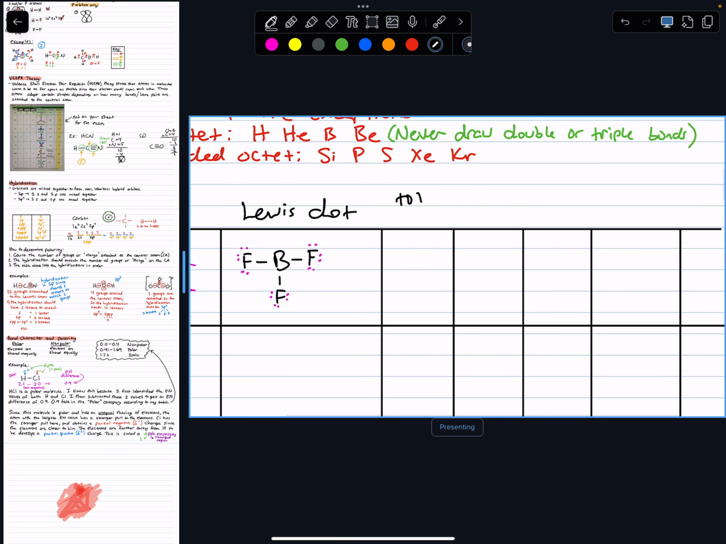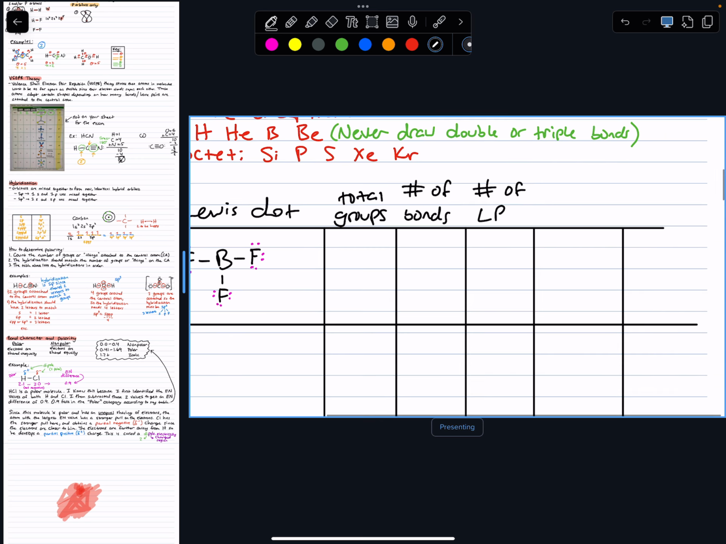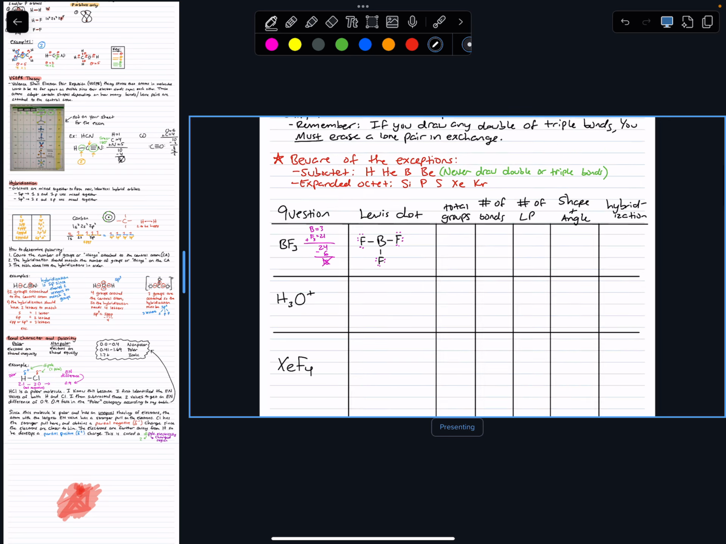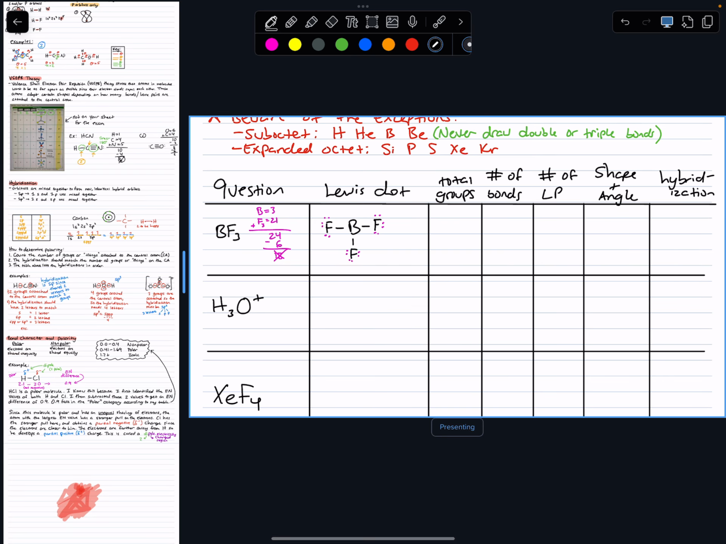Are there going to be any different versions? Yes, of course. Are bonds shared pairs? Yes. Okay, perfect. Will you draw the shape? No.